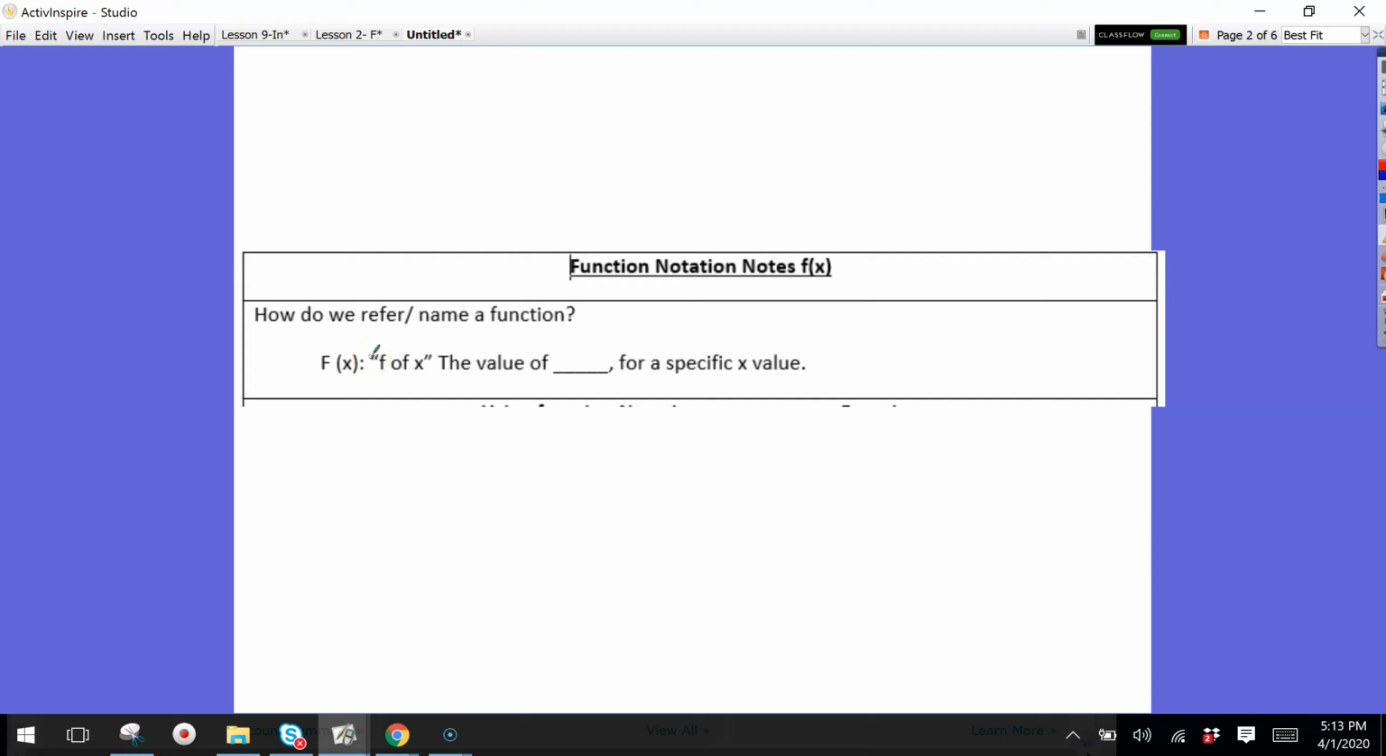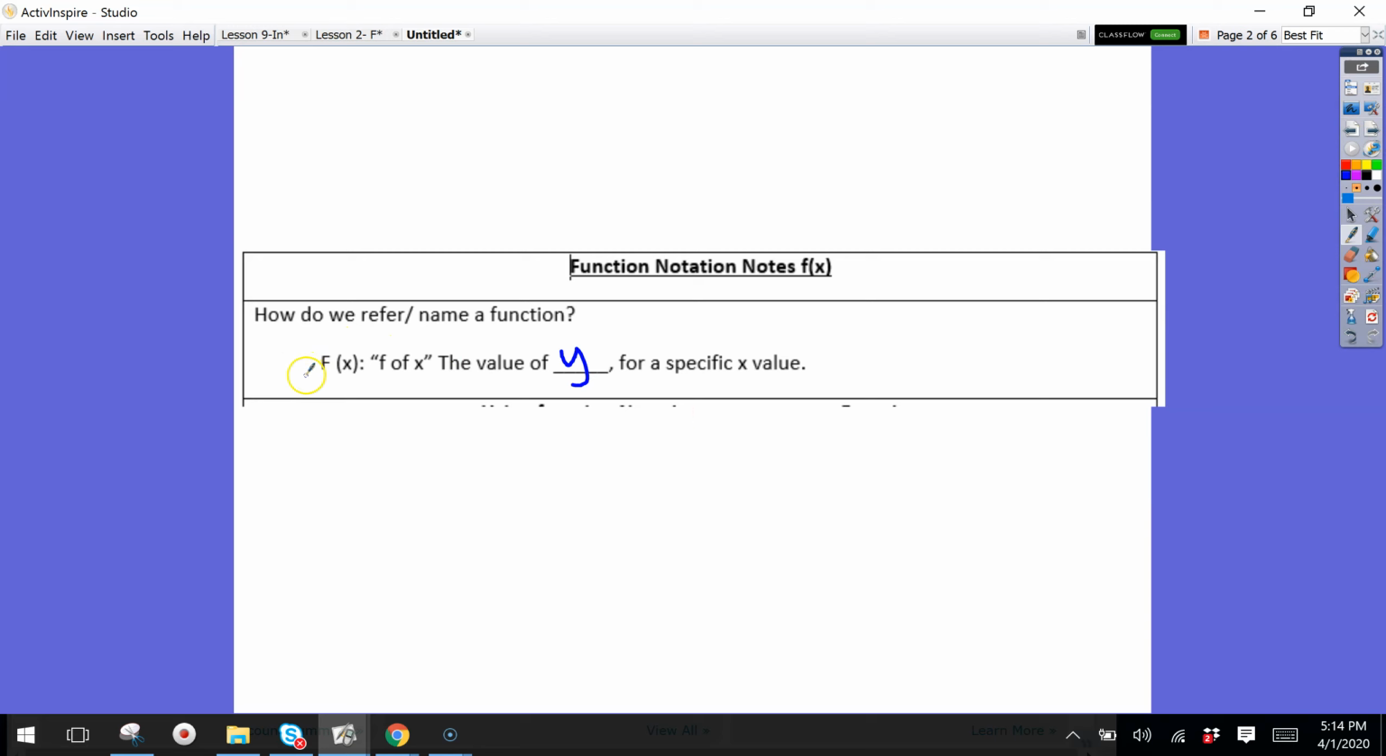So this y is, I like to think of it, a possession of the x. So f of x, that's what we say. It's f of x. If I'm talking about f of 1 or f of 2 or f of 3, there's only one y value for this, and so we give it a name. It's the value of y for a specific x value.